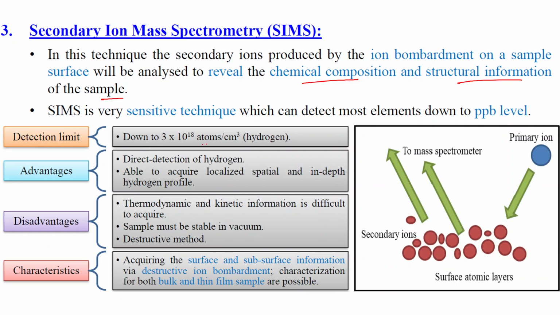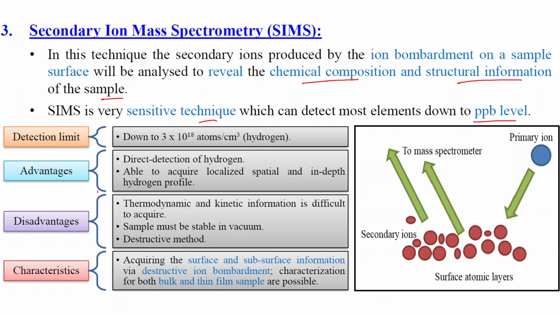SIMS is a very sensitive technique and it can detect most elements up to the ppb level, that is, parts per billion level. It is a very sensitive machine. Even if hydrogen or any element is present in parts per billion amounts, it can detect that also.